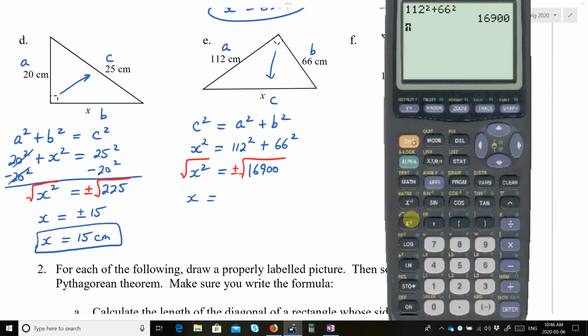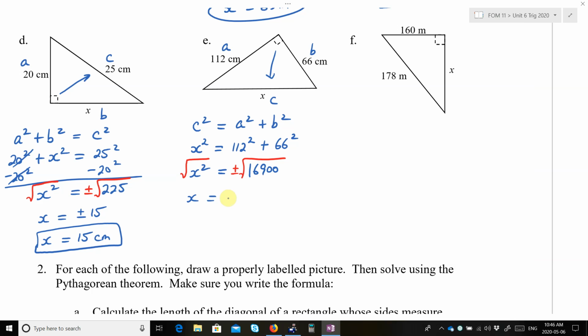X is equal to, we would go the square root of 130. One E is 130 centimeters.